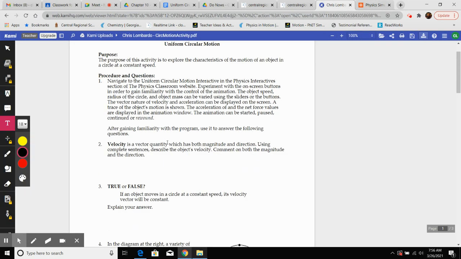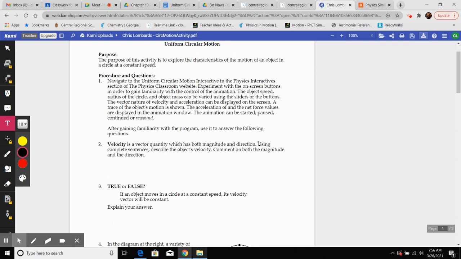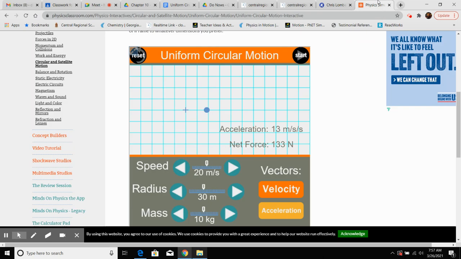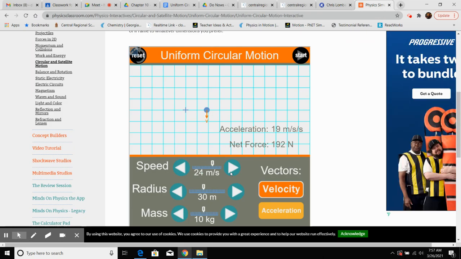So number 2, vectors: a quantity that has both magnitude and direction. Using complete sentences, describe the object's velocity. Comment on both magnitude and direction. So let's see. We're going to basically describe the velocity of this object. If you guys are looking at this, I'm going to turn the velocity vector on. I'm going to increase the speed. I'm going to decrease the speed.